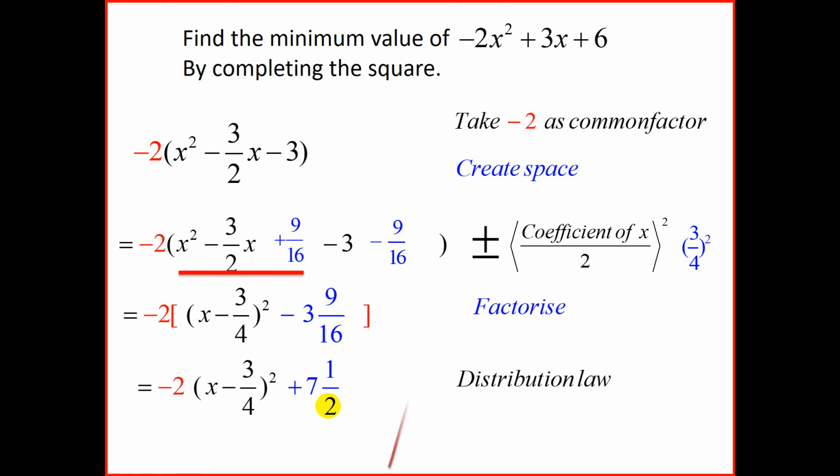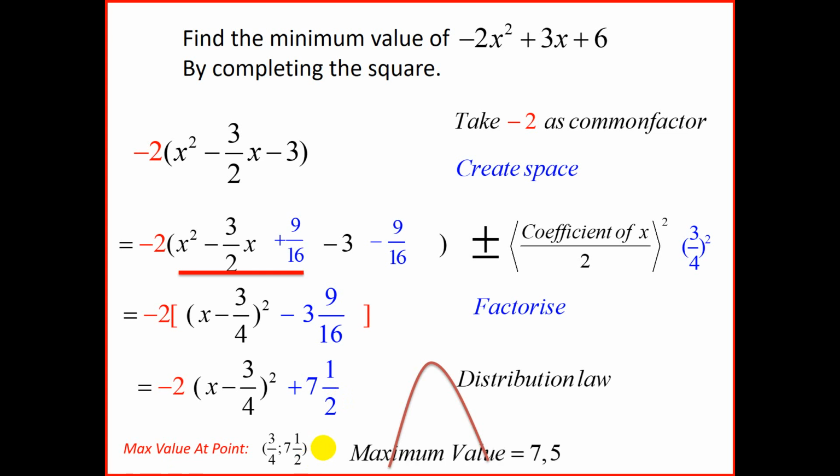So if we look at the coefficient of x squared, it's negative, which means we're going to have a sad parabola. And we know a sad parabola has a maximum value. That's the highest point. So we know the maximum value will be at the point, change your sign, (3 over 4, 7.5). And that tells us that the maximum value will be 7.5.